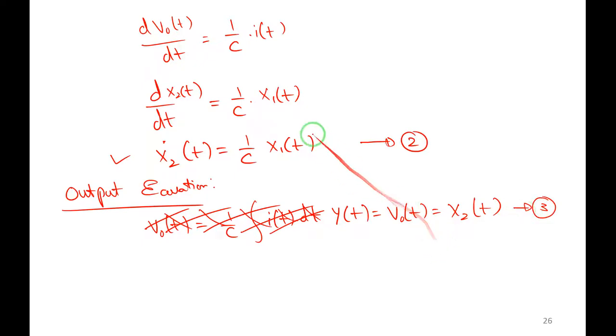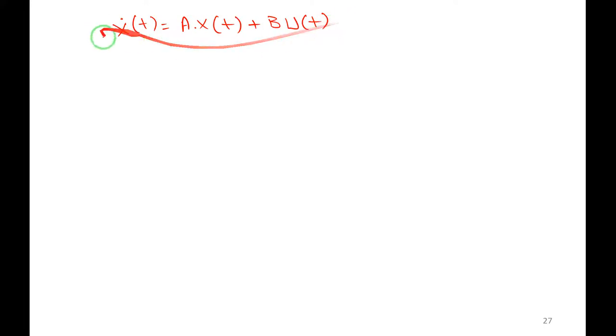Finally, we'll write these state model equations in the form of vectors. This is the output equation, and 1 and 2 are the state equations. So we will write the state model of the system by clubbing equations 1 and 2. Let me write this for reference: x dot of t is equal to A into x of t plus B into u of t. So these are the state equations.